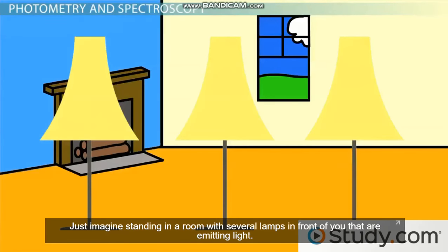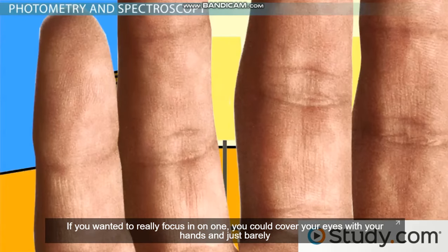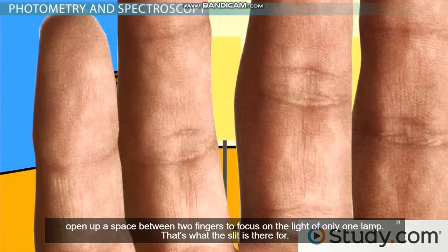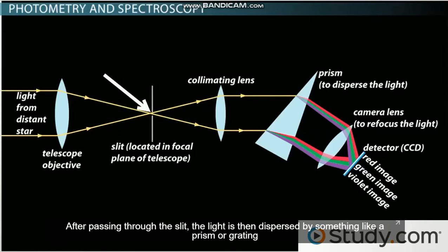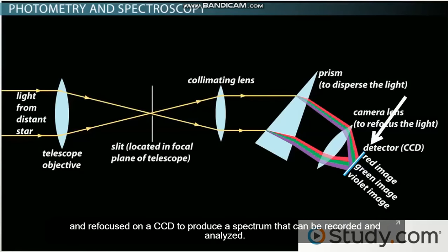Just imagine standing in a room with several lamps in front of you that are emitting light. If you wanted to really focus in on one, you could cover your eyes with your hands and just barely open up a space between two fingers to focus on the light of only one lamp. That's what the slit is there for. After passing through the slit, the light is then dispersed by something like a prism or grating and refocused on a CCD to produce a spectrum that can be recorded and analyzed.